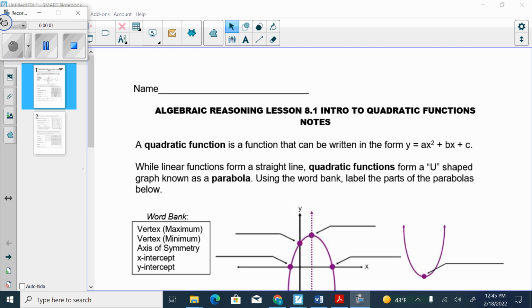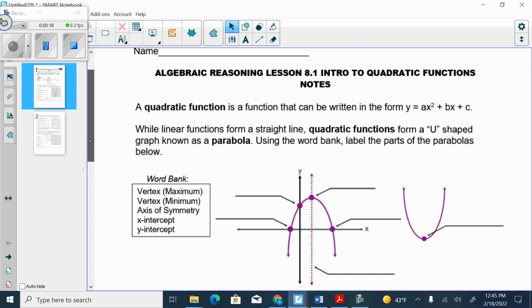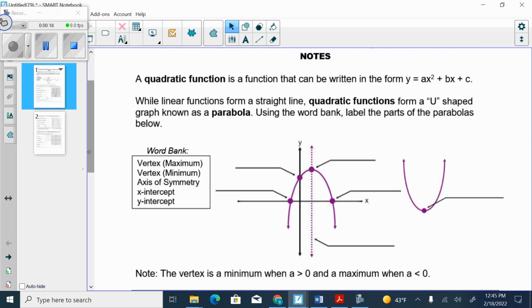This unit is all about quadratic equations. So remember, quadratic equations make that U-shaped parabola, or they could be flipped upside down, but they still have that curved shape to them. First, we are just going to be talking about how these equations are written and how we can identify specific parts.